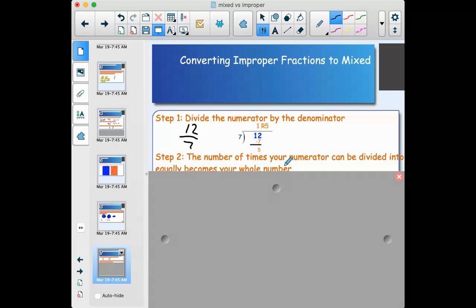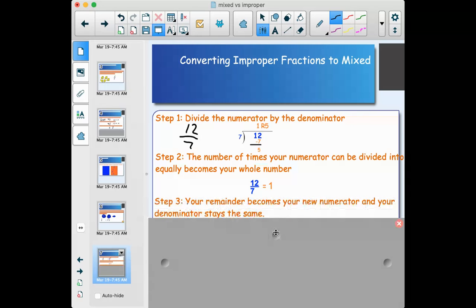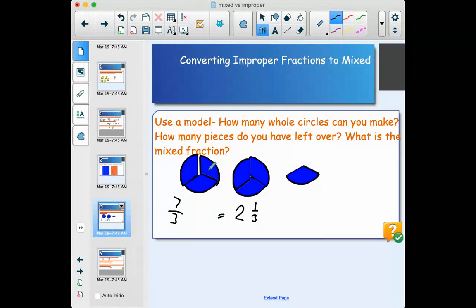So the number of times your denominator goes into the numerator becomes the whole number. Okay, 12 divided by 7 is 1. And your remainder becomes the new numerator, because that's how much is left over. The denominator stays the same. So it went in one time, and I had 5 left over. So it's 1 and 5/7. Again, the denominator is staying the same. Okay. If we look back at this example, we see when we had the 7/3, 3 goes into 7 2 times. That's why I can make 2 circles with 1 left over. So I get 2 and 1/3.